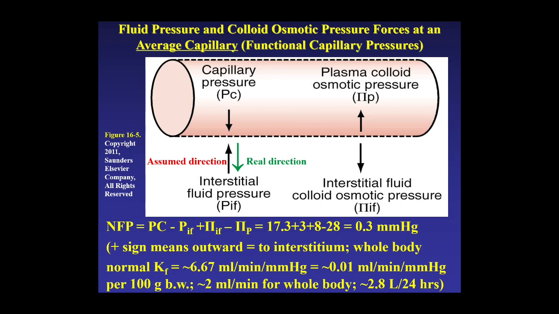If you determine this pressure and Kf, the filtration coefficient, you multiply them by each other, and you multiply that by 1440 minutes that we have each 24 hours, you will get a number which is about 2 liters of fluid that move from my vasculature to my interstitium over a period of 24 hours. And a lot of that fluid is brought back to my vascular system by the lymphatics. So this fluid is not lost. It moves into the interstitium and comes back to my blood.